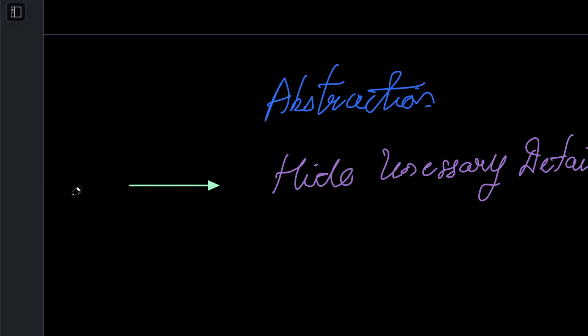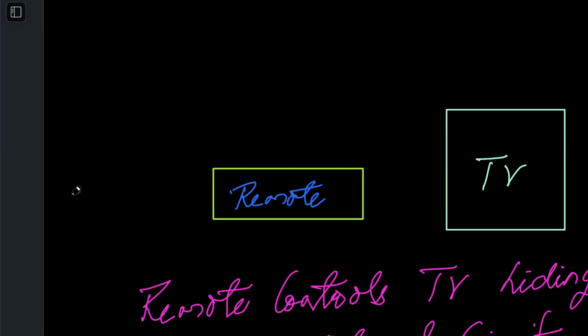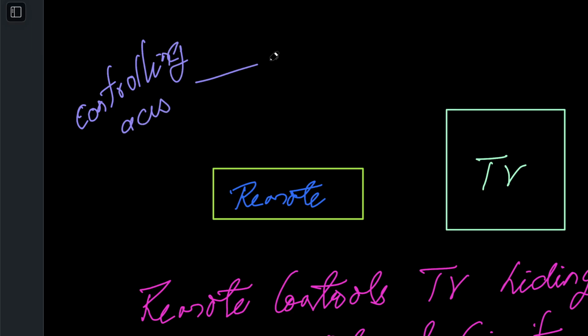Then the other thing that comes up is abstraction. Now what is the difference between abstraction and encapsulation? Encapsulation is more about preventing access. When we want to control access, then we go towards encapsulation.